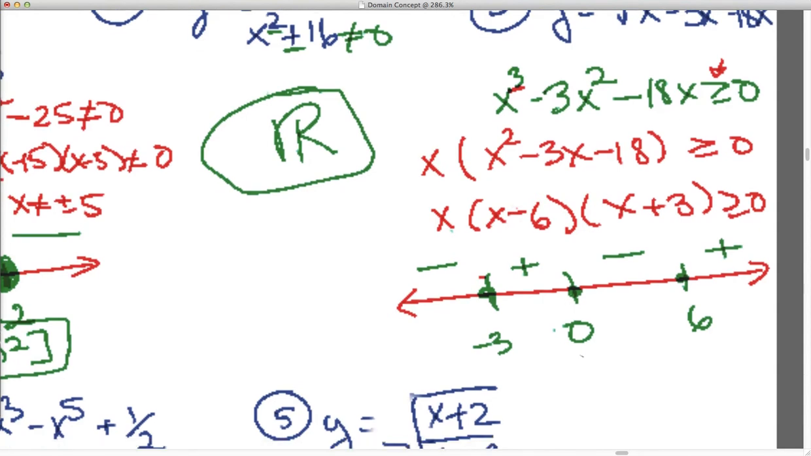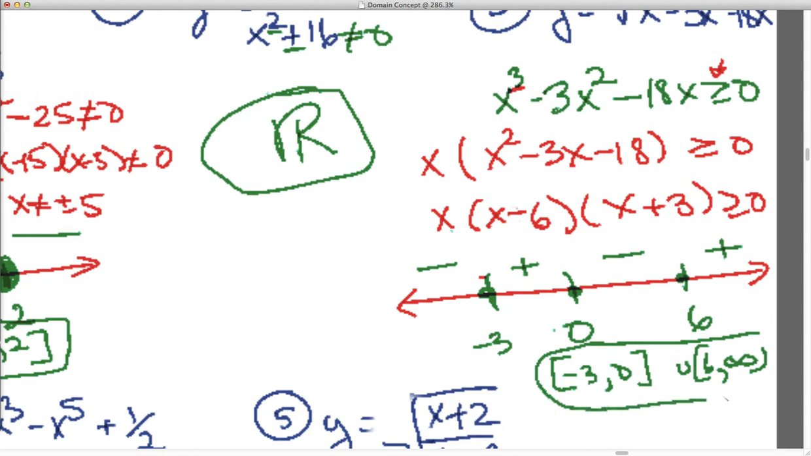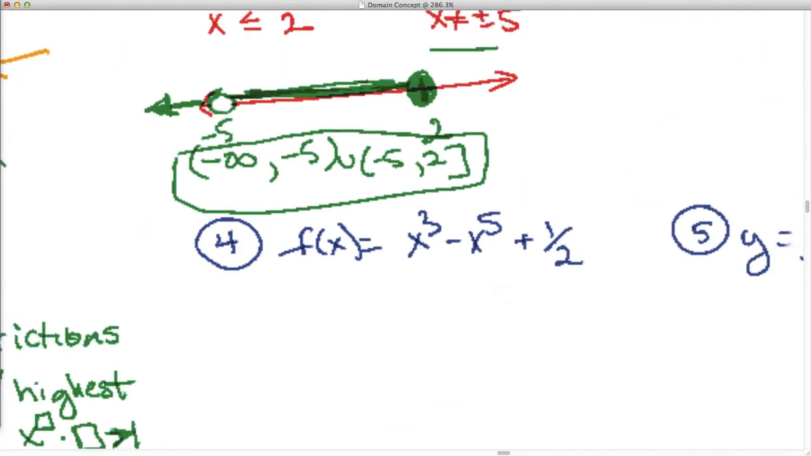So your final answer would be -3 to 0, bracket, bracket, union 6 to infinity. Bracket for the 6 only. Okay? Alright. On this next one, you would just write all real numbers.